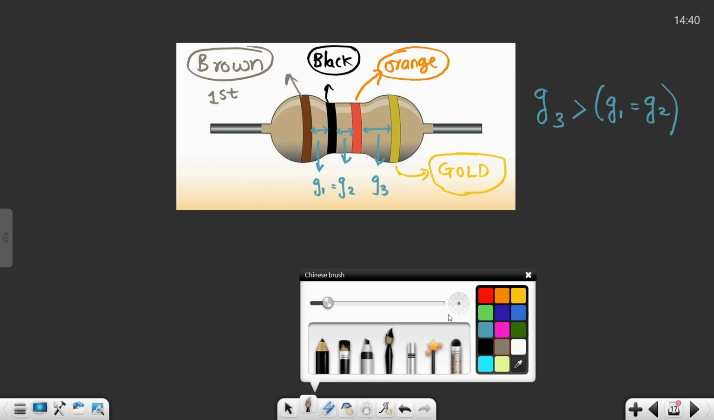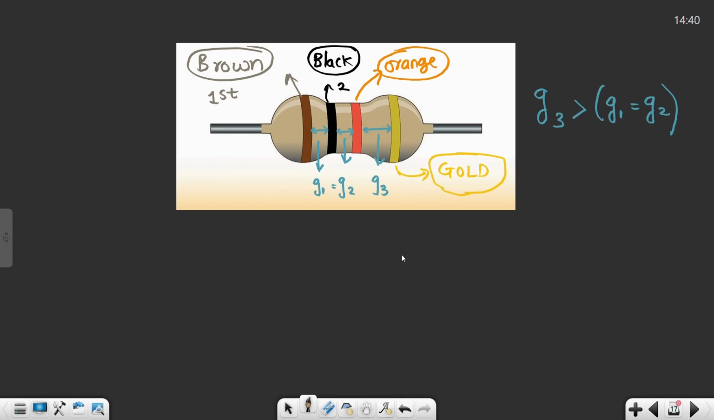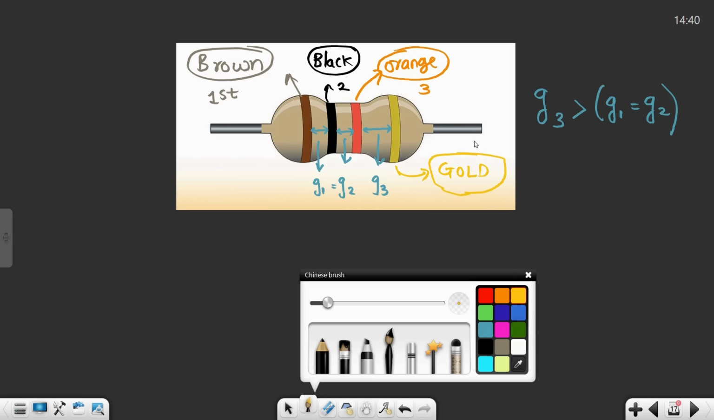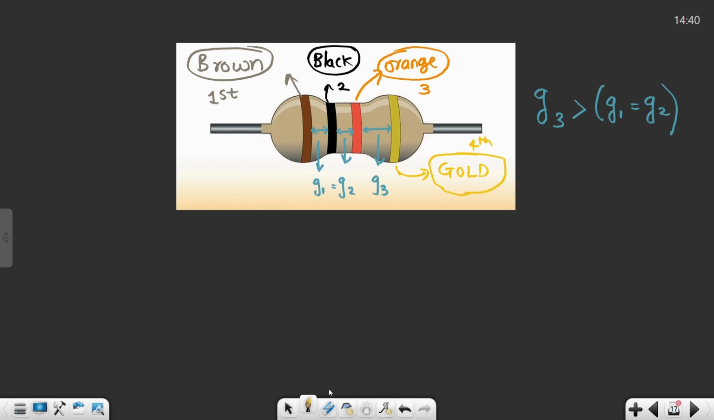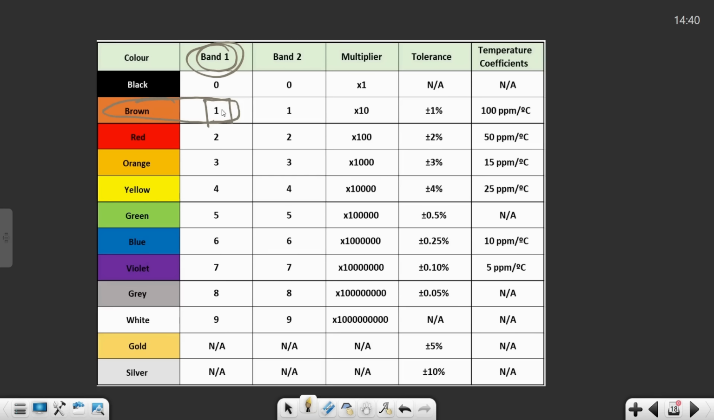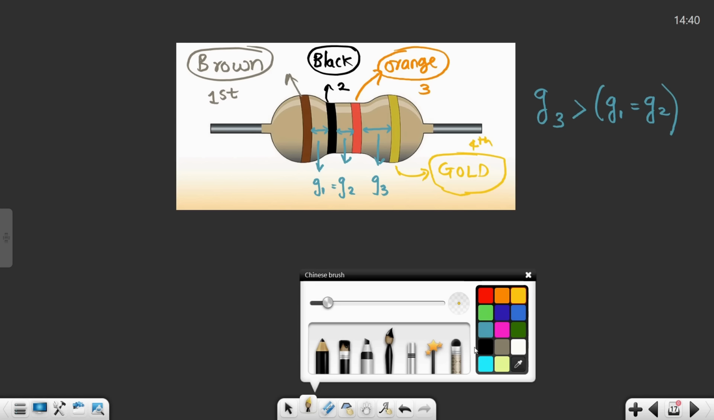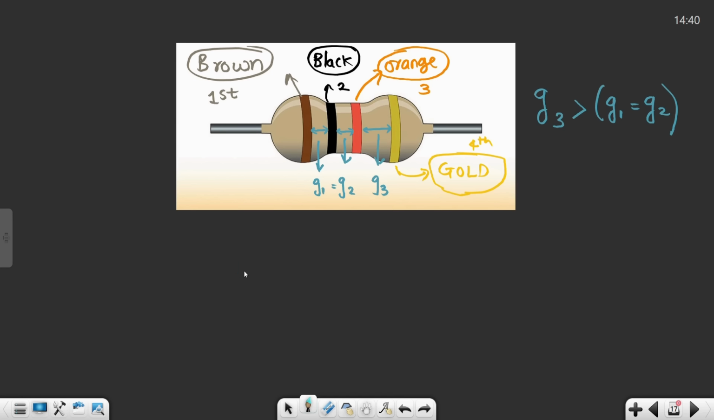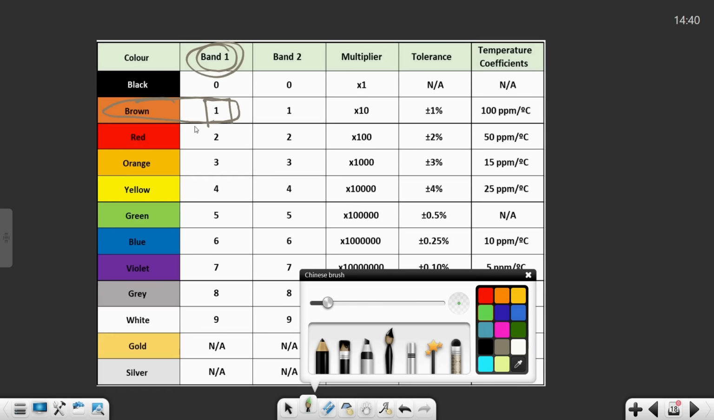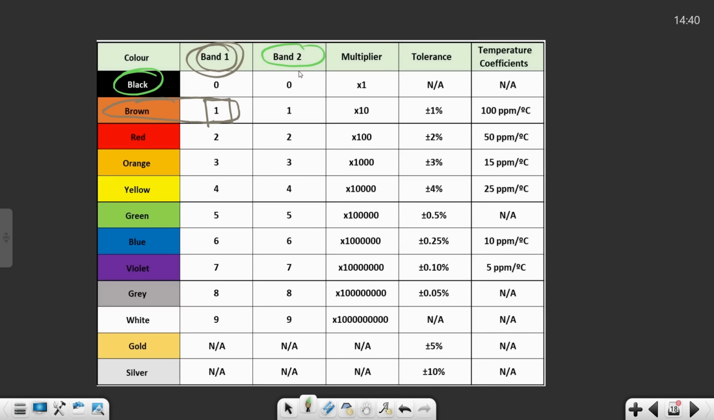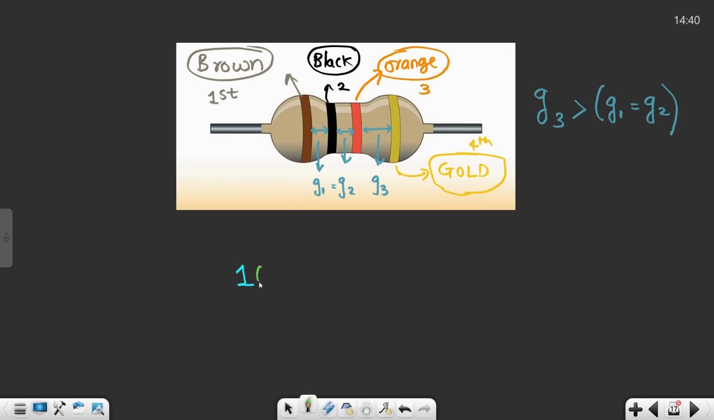Black is the second band, orange is the third band, and gold is the fourth band. Great. So the first band is brown, and for band 1 we have 1, so we write 1 over here. Then we have black, present at band 2, so we have the value 0.